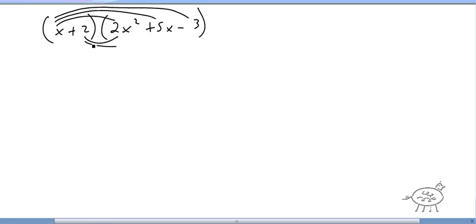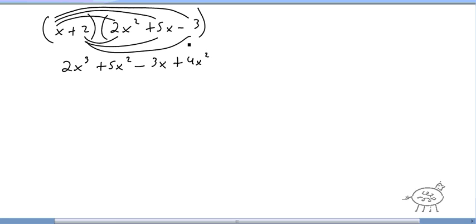So that's what you're going to do here, is you're going to actually have 6 times to multiply. So it's x times 2x squared is 2x cubed. x times 5x is plus 5x squared. x times negative 3 is negative 3x. 2 times 2x squared is plus 4x squared. 2 times 5x is plus 10x. And 2 times negative 3 is negative 6. Okay, so you see we have all 6 terms here, then combine like terms.